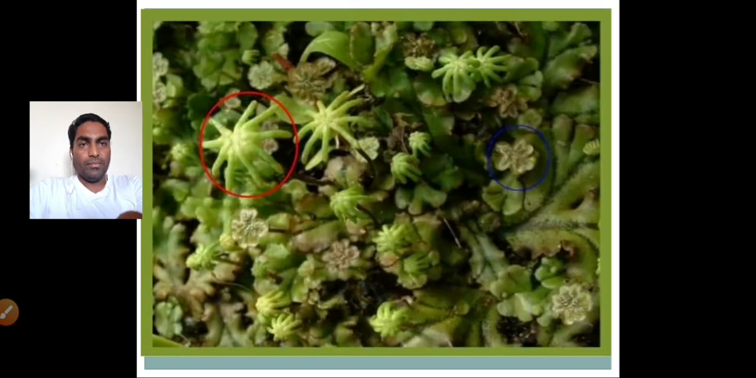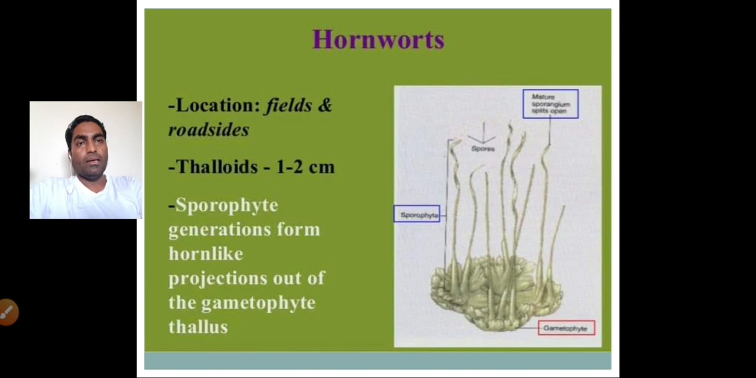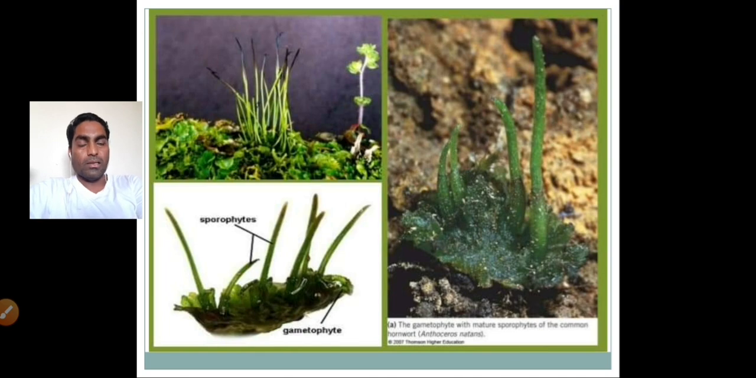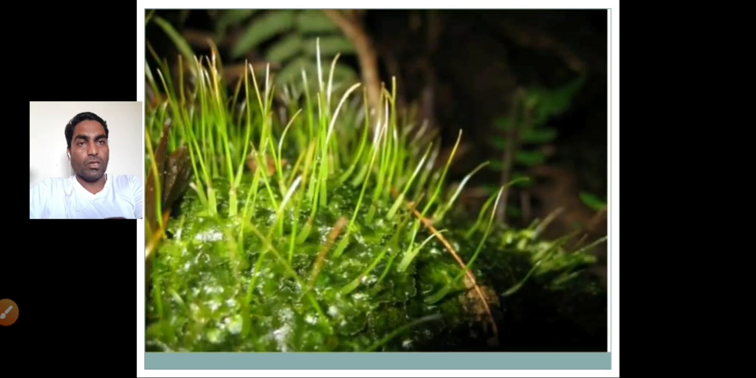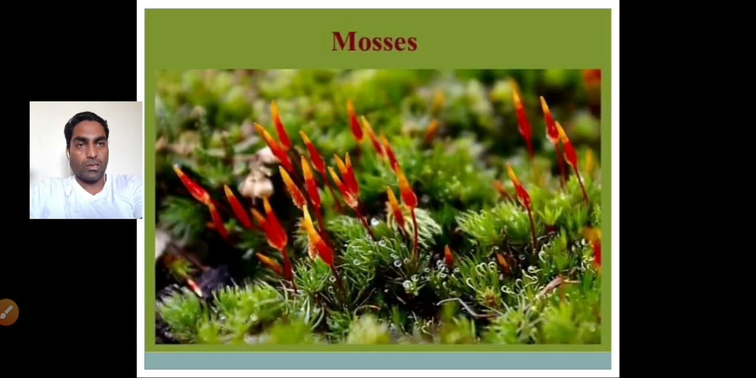Once again the same structures here in the hornworts. They are present in the fields as well as the roadside, and it is not an uncommon one. The thallus is about 1 to 2 centimeters. The sporophyte generation forms a horn like projection out of the gametophyte thallus. So, in this way you can observe all these structures which show the sporophytes in horn shaped structures. Again, one more slide is there.